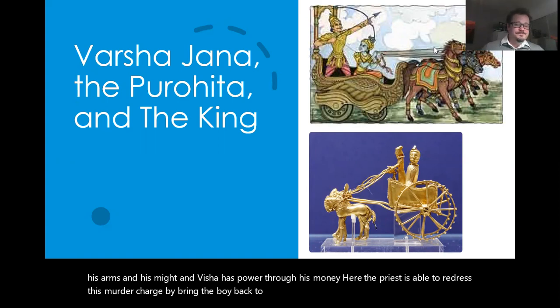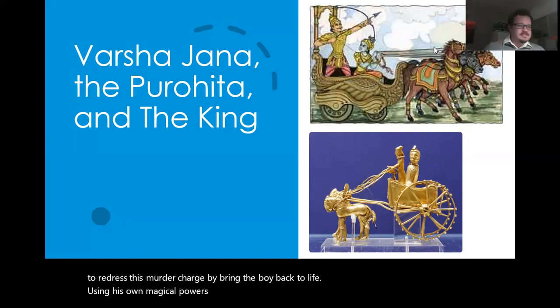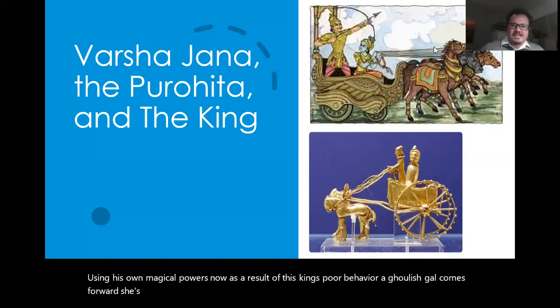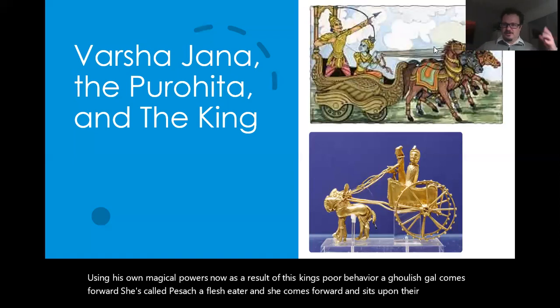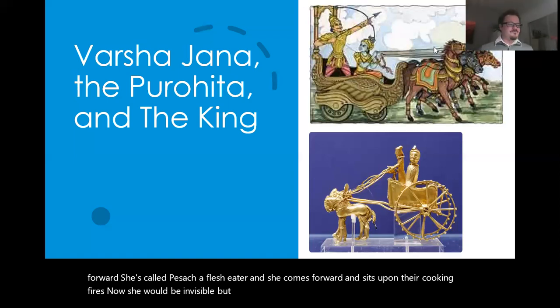Now, as a result of this king's poor behavior, a ghoulish gal comes forward. She's called a Pisachini, a flesh eater. And she comes forward and sits upon their cooking fires. Now, she would be invisible, but as she sits upon their cooking flames, their fires burn, but they won't cook anything.